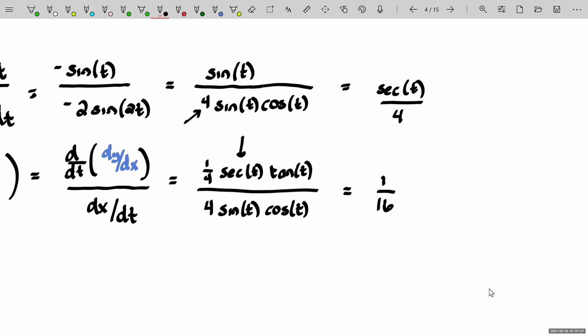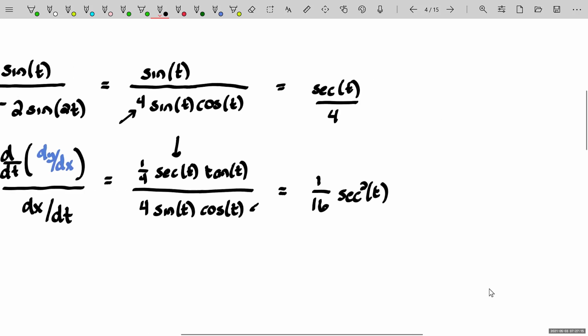Secant is 1 over cosine, but we have another over cosine right there, so we have a secant squared of t. Tangent is sine over cosine, but we have a sine downstairs that will cancel with that.